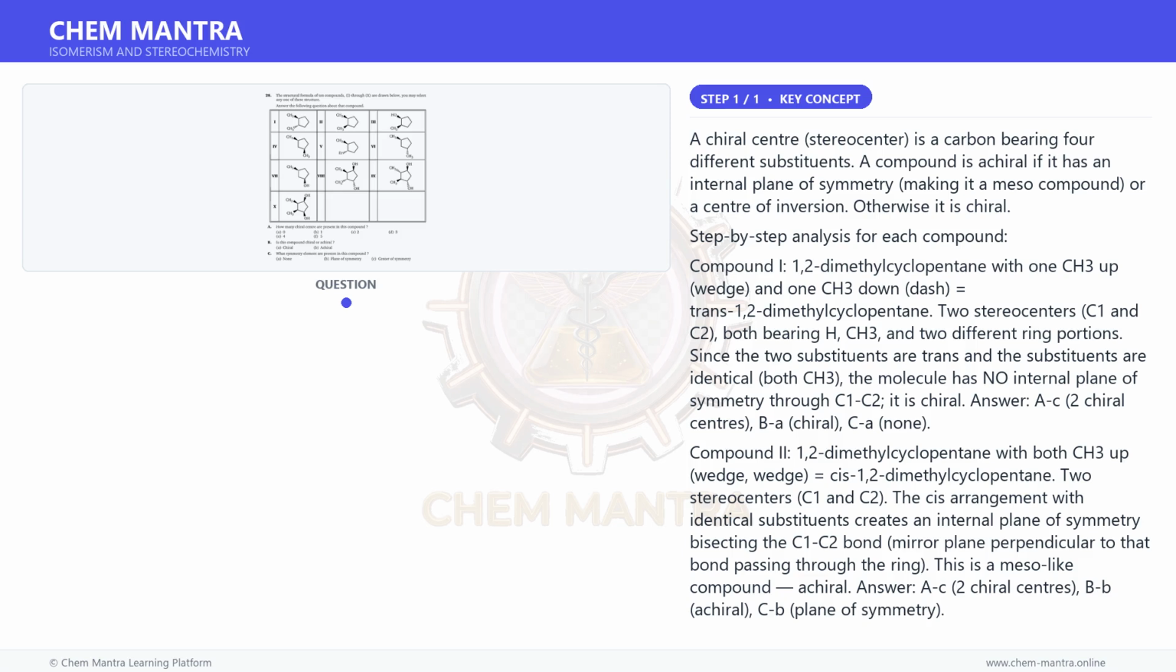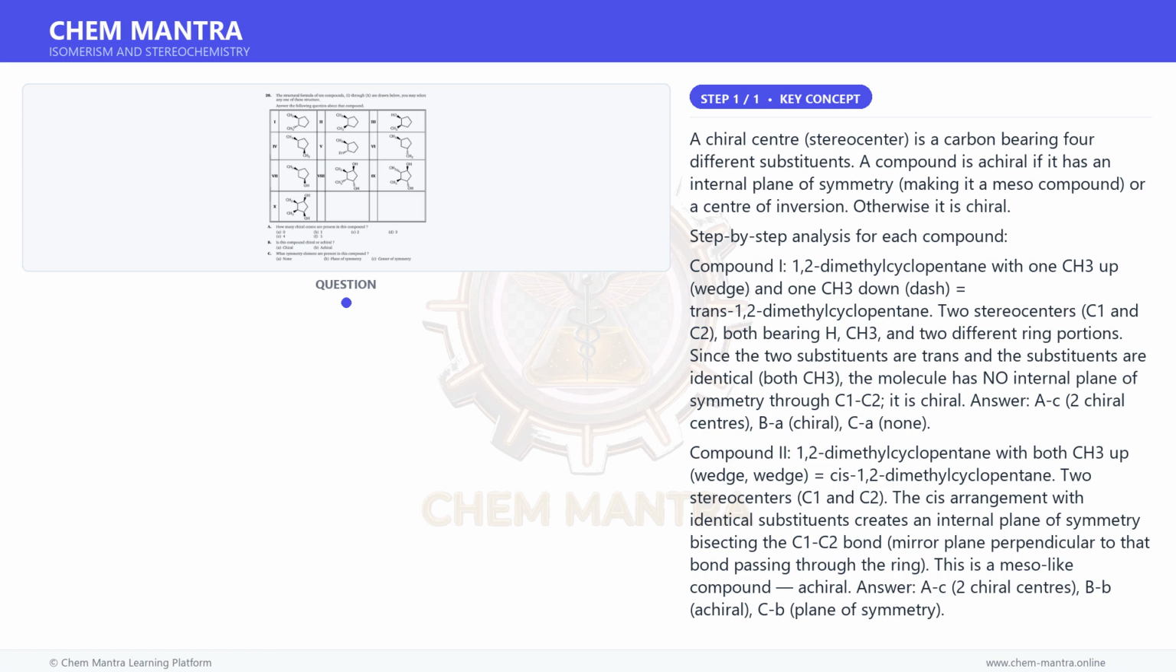A chiral center, stereocenter, is a carbon bearing 4 different substituents. A compound is achiral if it has an internal plane of symmetry, making it a meso compound, or a center of inversion. Otherwise it is chiral. Step-by-step analysis for each compound.